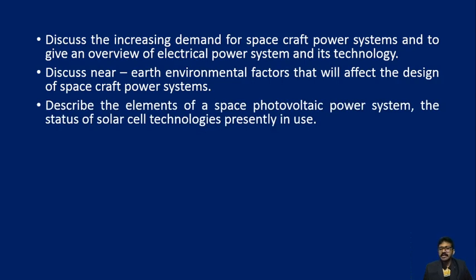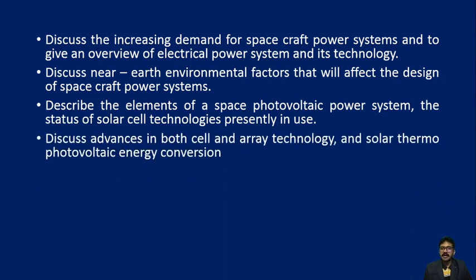The outcome number 3 is to describe the elements of a space photovoltaic power system and the status of solar cell technologies presently in use. So what are the modifications required to use a presently existing solar cell technology in space, or in a zero debris environment or a zero vacuum environment?